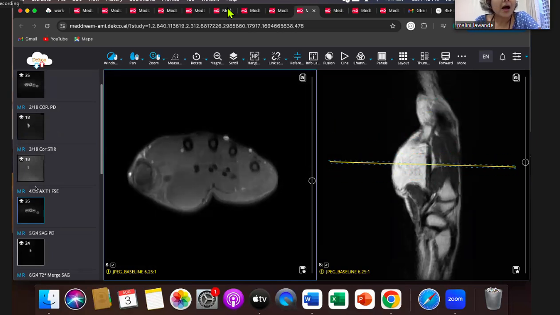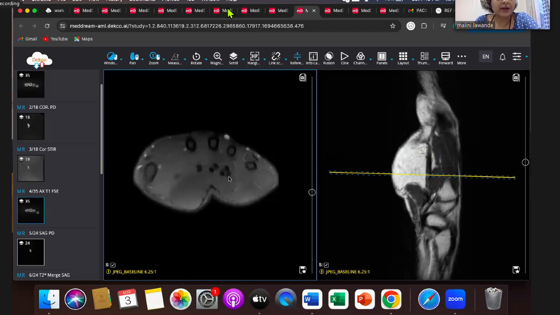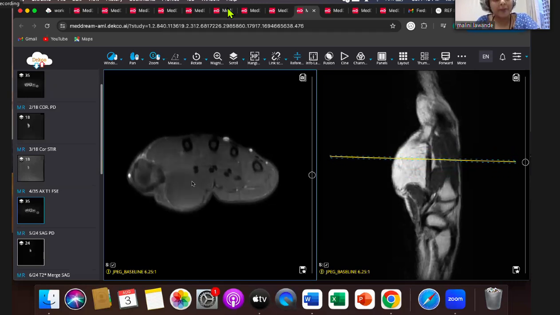Now, on FATSAT, we are not seeing any solid component at all. There is no solid component, no areas of heterogeneity. This is all fat. So this was lipoma, which in hand and feet are less common, but do occur.